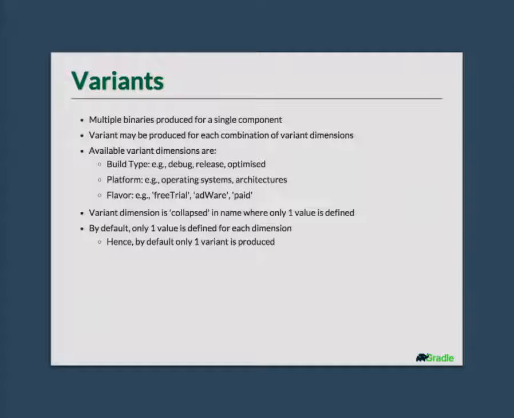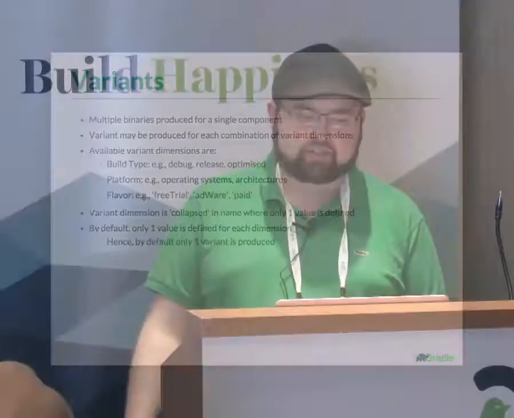We do some shortcutting things. If a variant dimension only has one thing, then we cut it from referring to it. So if you only have one flavor, then flavor doesn't get propagated out into all the names of things that are tasks and binaries and stuff like that. But if you were to add another one, then you would suddenly get twice as many binaries.